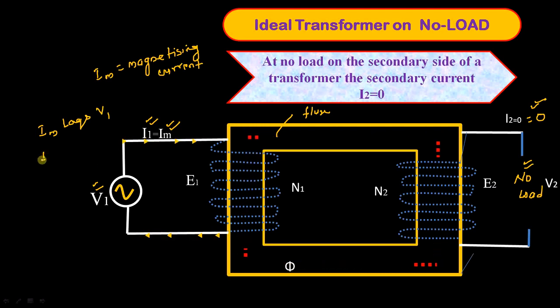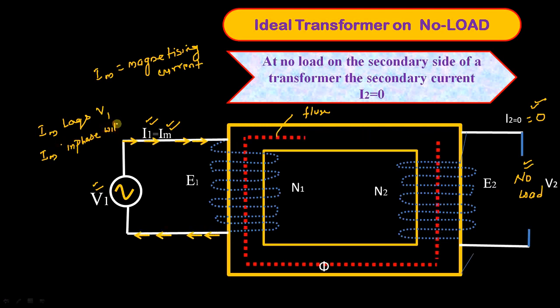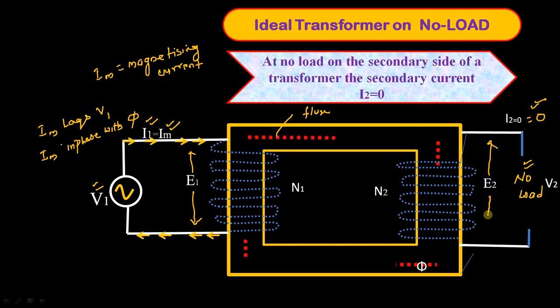Therefore, Im is in phase with the flux phi. This flux links with the primary winding and produces the primary induced EMF E1. The same flux links with the secondary winding and induces the secondary induced EMF E2.